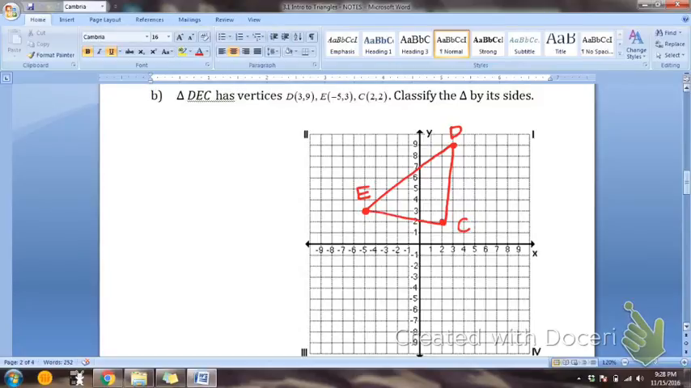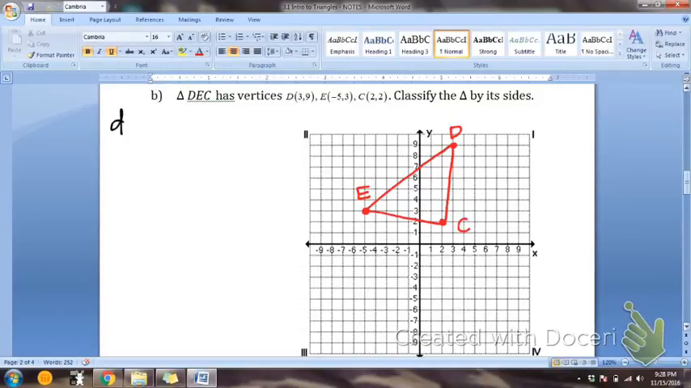And if I want to classify this triangle by its sides, I need to know the measure of the sides. Does anyone know how to find the measure of a side? Think about something that we have used so far. Anyone? I hope someone said the distance formula. If so, give that person a high five. Thank you. Okay. So the distance formula, remember, is our old friend here.